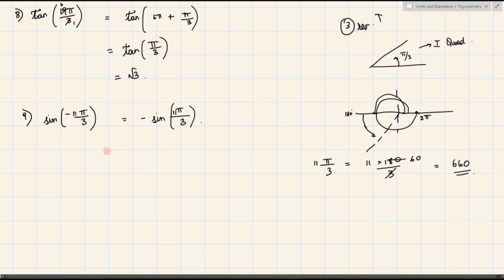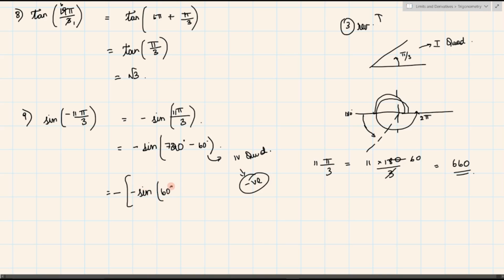So that is nothing but minus sine of 720 degrees minus 60 degrees. This is in the fourth quadrant, and in the fourth quadrant sine is negative, so we'll have minus of minus sine 60 degrees. This is nothing but sine 60 degrees, and that is root 3 by 2.